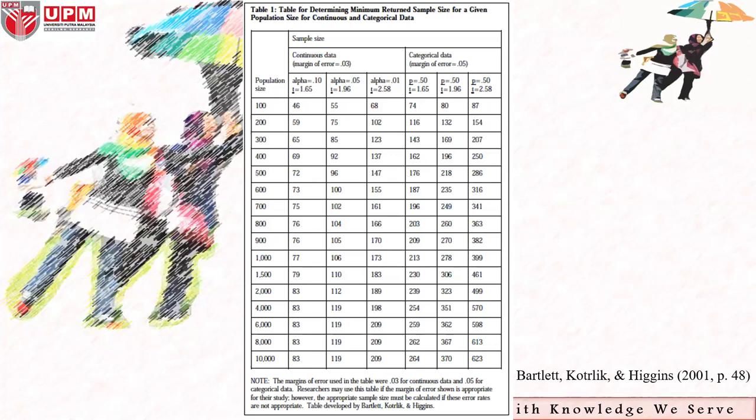Okay, if you refer to the Krejcie and Morgan table, you refer to the formula on how Krejcie and Morgan came up with the table. The basis of the calculation is based on chi-squared. Basis pengiraan table Krejcie and Morgan tu asal dia gunakan chi-squared.